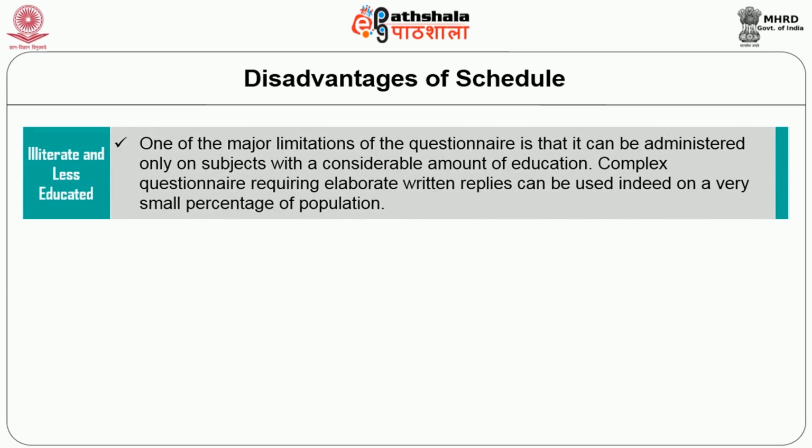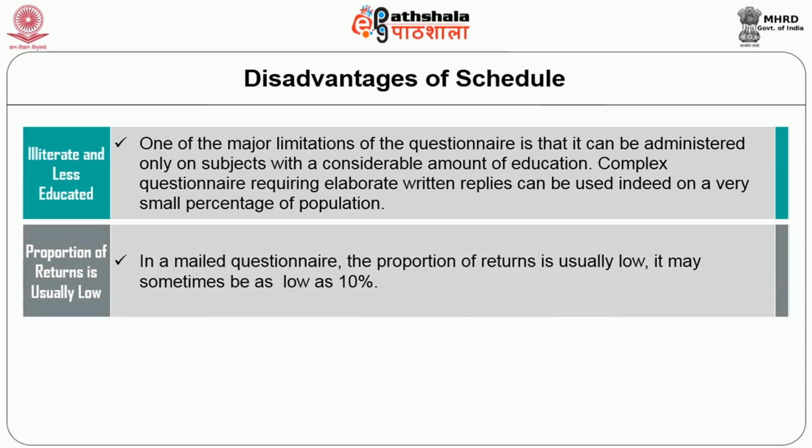Illiterate and less educated. One of the major limitations of the schedule is that it can be administered only on subjects with a considerable amount of education. Complex questionnaires requiring elaborate written replies can be used indeed on a very small percentage of the population. Proportion of returns is very low. In a mailed questionnaire, the proportion of returns is very low and it may sometimes be as low as 10%.